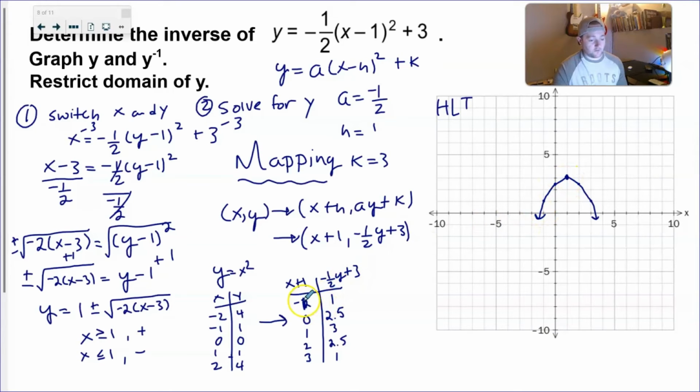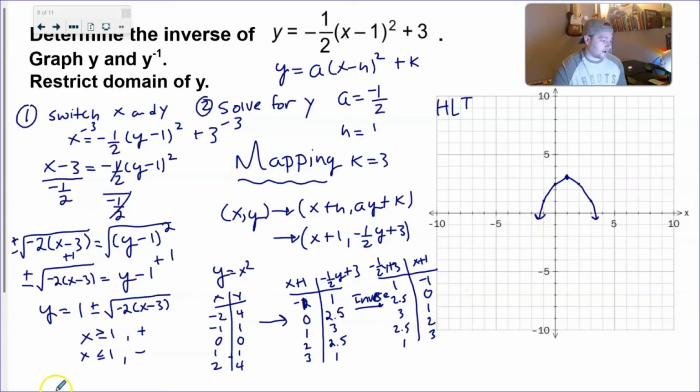Right? And these are these points right here, these first 2 points. And we could just use these 3 to graph our inverse, all right? So the next step would be to graph the inverse. For the inverse, all you do is you switch x and y, all right? So you might write -1/2 y plus 3, and then x plus 1, and then switch those spots. So 1, 2.5, 3, 2.5, and 1, and then -1, 0, 1, 2, 3.